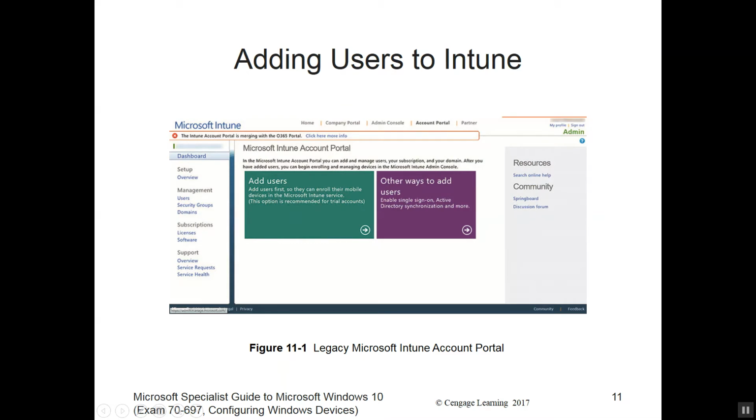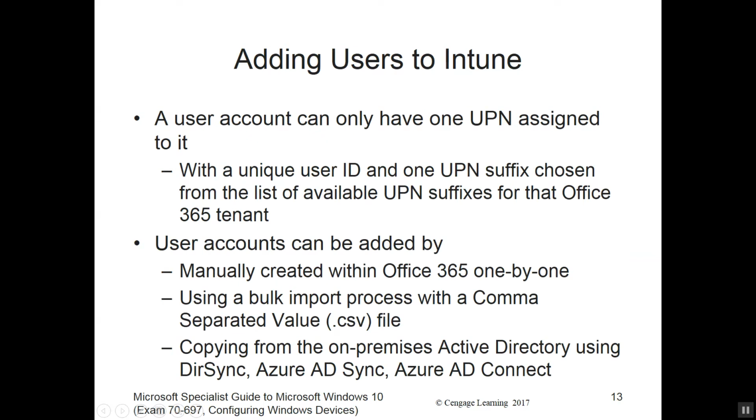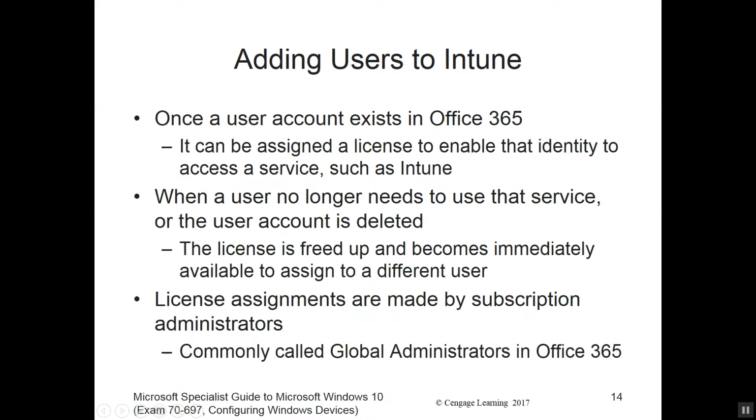Let's go look at adding users to Intune. We've got this interface. We can go add users or other ways to add users. Office 365 apps use the naming format called User Principal Names, UPNs. Active Directory can support identifying a user with a unique UPN. It's formatted as user ID at the domain. Okay. Up through a little bit.